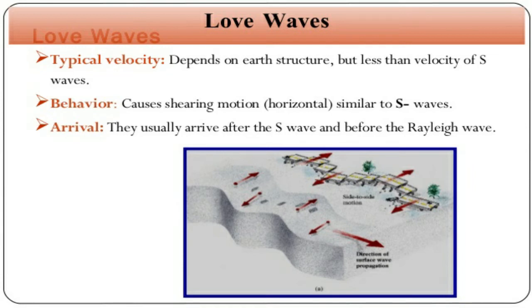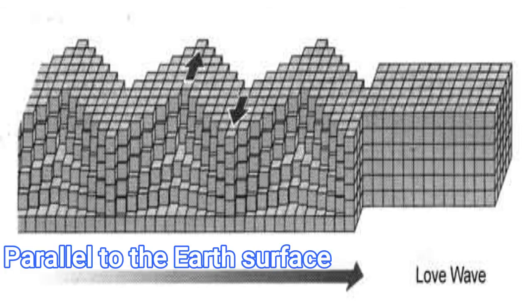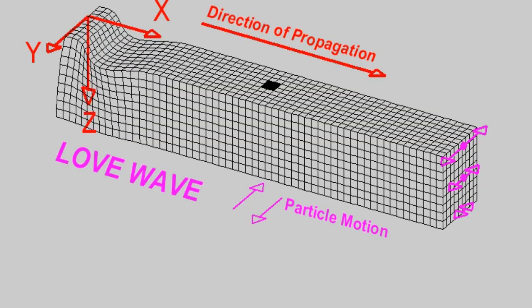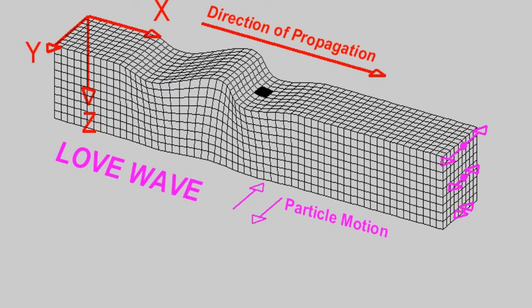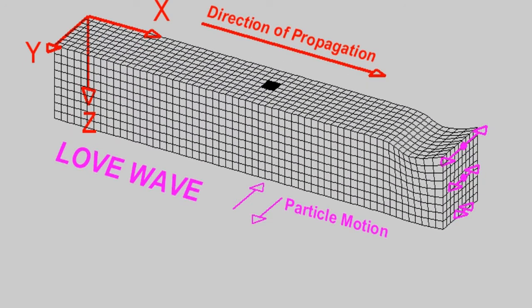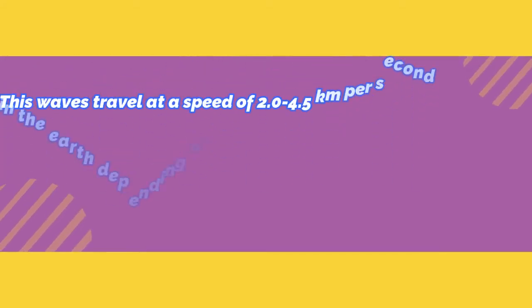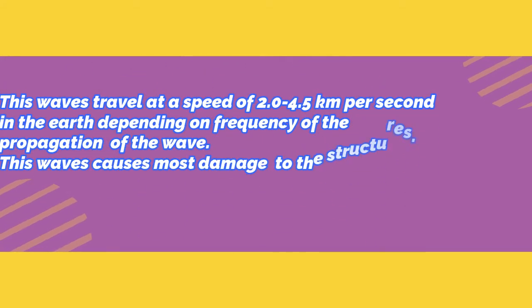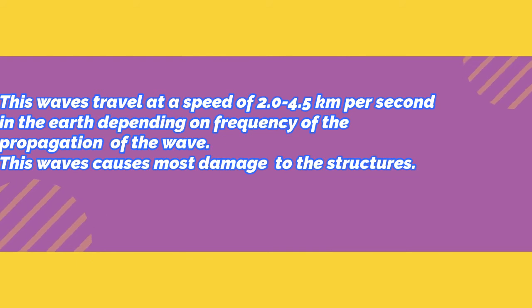These waves move the particles transverse or perpendicular to the direction of propagation and generally parallel to the Earth's surface. That means these waves move the ground from side to side just like the S waves. These waves travel at a speed of 2.0 to 4.5 km per second in the Earth depending on the frequency of the propagation of the wave. These waves cause most damage to the structures.